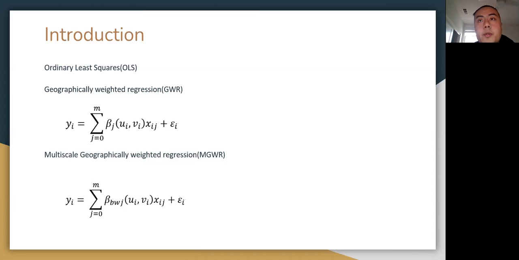Yi is the response variable. Beta j is the j-th coefficient corresponding to the location. This will be in the form of a matrix to calibrate the model, instead of proceeding with a global estimate of each relationship in the model. It allows the relationships between the response variable and the predictor variables to vary spatially.